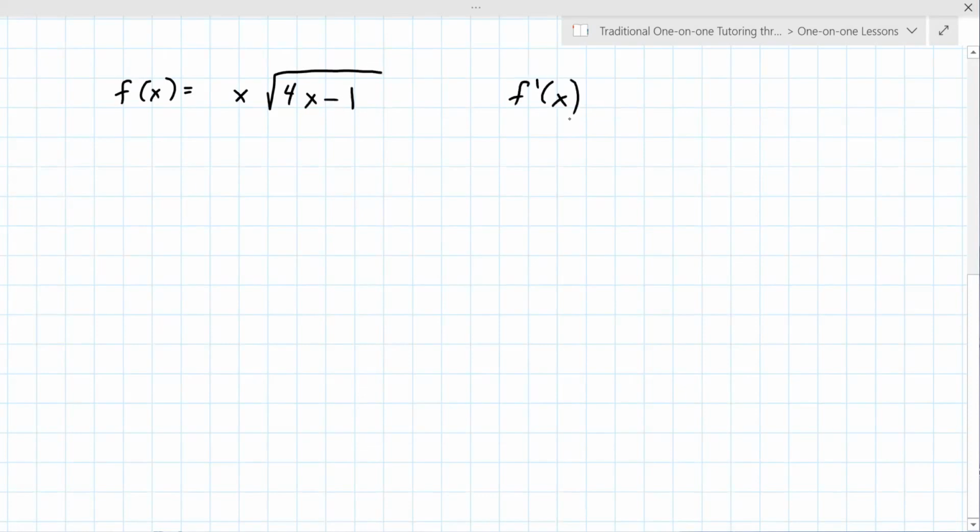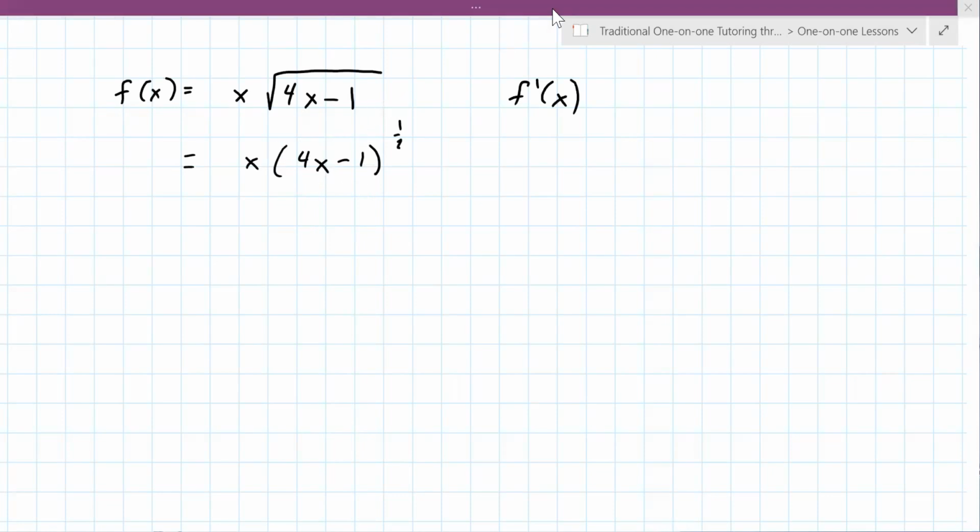Okay, so next problem is they give you f of x, they tell you it's x square root 4x minus 1, and they just want you to find f prime of x. Okay, so you just make the 4x minus 1 to the 1/2. Yes, you do have to rewrite this to be able to correctly find the derivative. It is a product rule, but the second thing, the v, if you will, is a chain rule.